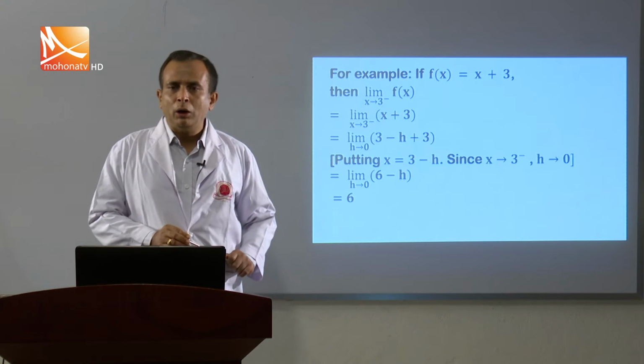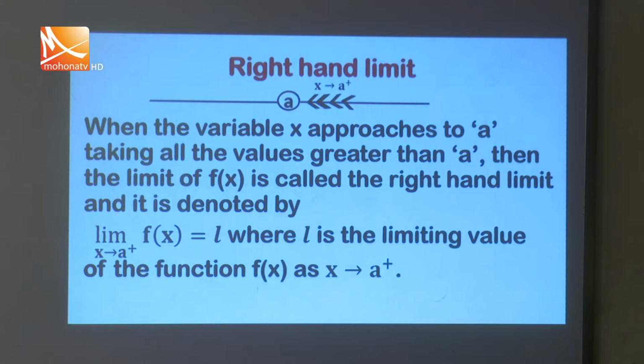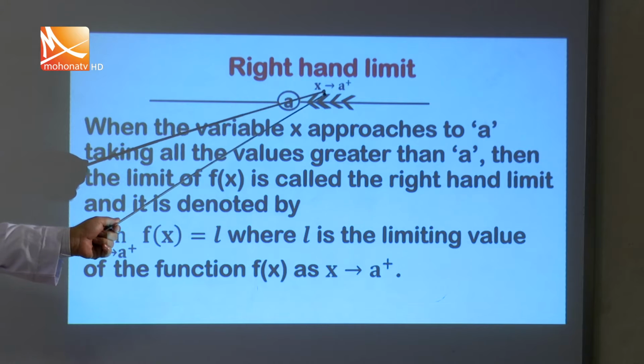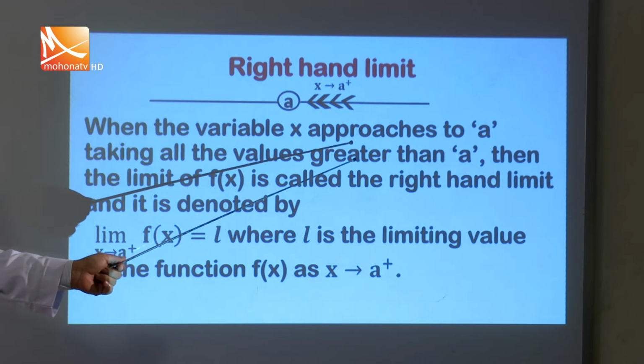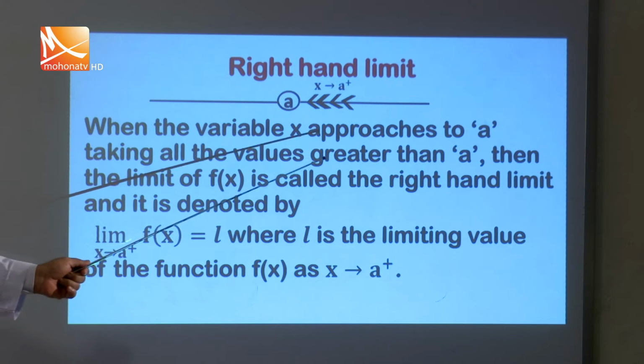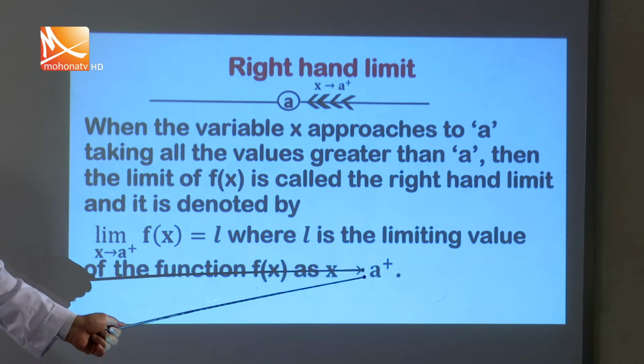Okay, my dear student, now we would like to see the right hand limit of a function. You just see that this is a, and the right side of a indicates x tends to a plus. We have already mentioned earlier, when the variable x approaches the constant a, taking all the values greater than a, then the limit of f of x is called the right hand limit, and it is denoted by limit x tends to a plus f of x equals L, where L is the limiting value of the function f of x as x tends to a plus.